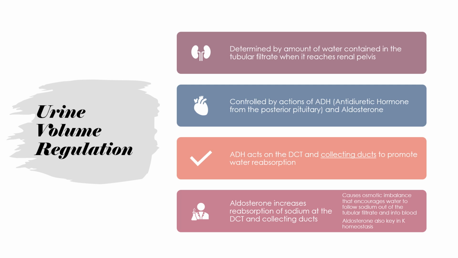Now your ADH, or antidiuretic hormone, acts on the distal convoluted tubule and the collecting ducts, and it's going to promote water reabsorption. Aldosterone is going to increase the reabsorption of sodium at the DCT and the collecting ducts. This is where we get the osmotic imbalance that encourages water to follow sodium out of the tubular filtrate and into the blood. Aldosterone is key in potassium homeostasis. So your hormones play a huge role here.